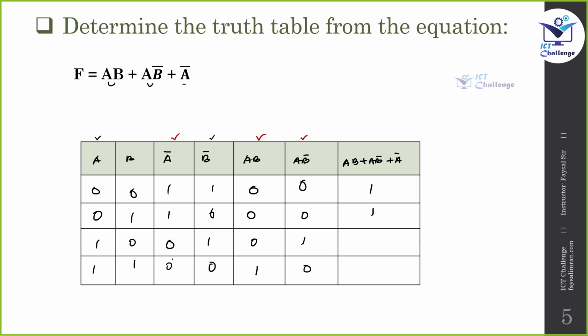After that this is 0, so we have to look at these two columns. Here 1 plus 0 will get 1, and 1 plus 0 will get 1. So if you get 1 from any of the columns, you can write 1, because we have to add those columns. So the result is 1 1 1 1, the ultimate result of this equation.